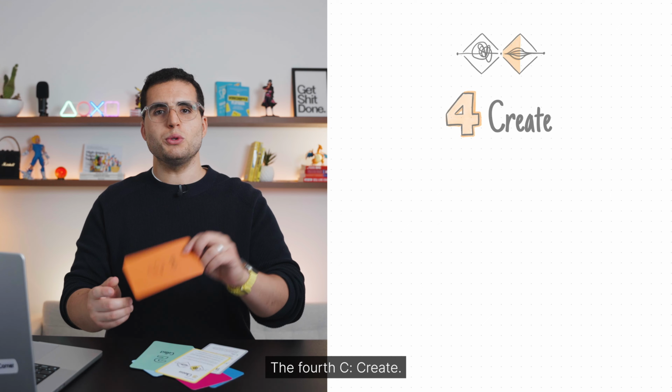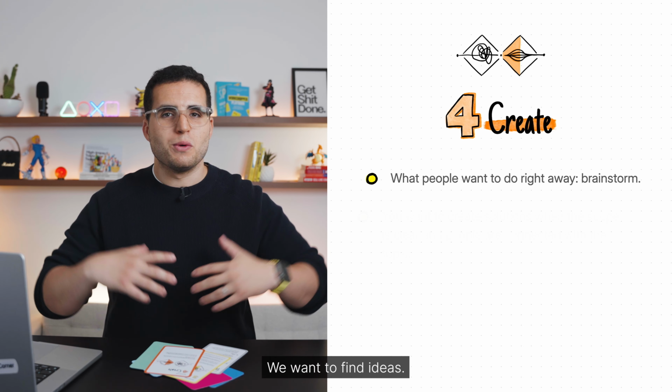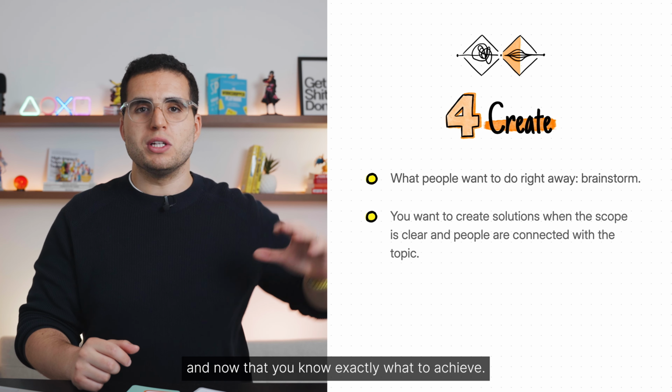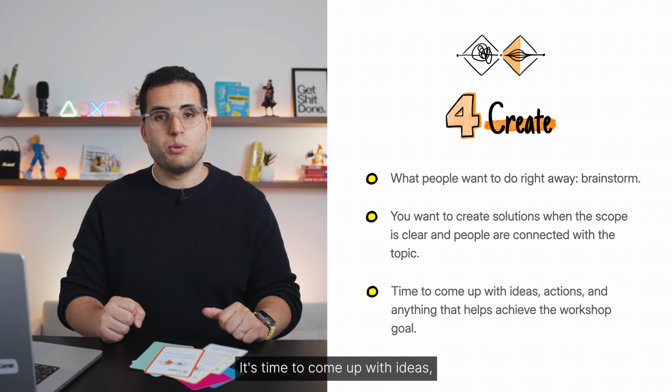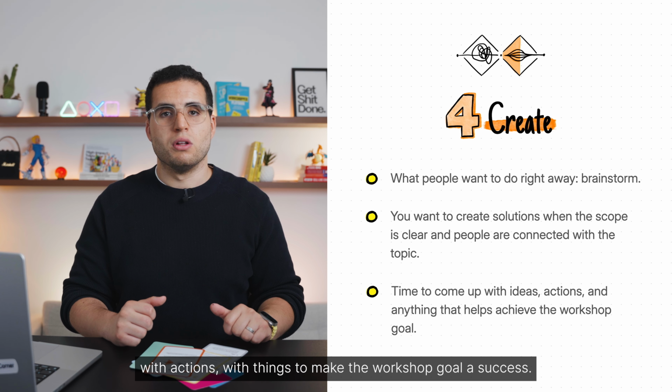All right, so the 4th C: Create. This is what you already know and what people want to do right away. We want to find ideas, we want to brainstorm. And now that you know exactly what to achieve, what is the problem that you're focusing on, it's time to come up with ideas, with actions, with things to make the workshop goal a success.